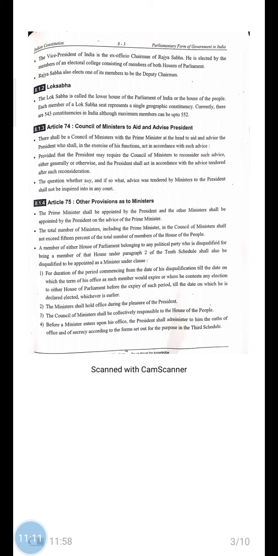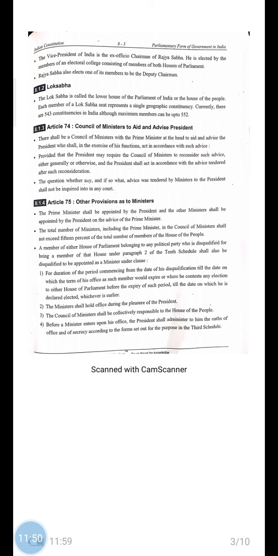Then after, a member of either house of parliament belonging to any political party who is disqualified for being a member of the house under paragraph 2 of the 10th schedule shall also be disqualified from being appointed as a minister under the clause. First one, for the duration of the period starting from the date of disqualification till the date on which the term of his office as such member would expire, or till the date on which he is declared elected in any election to either house of parliament before the expiry of such period, whichever is earlier.